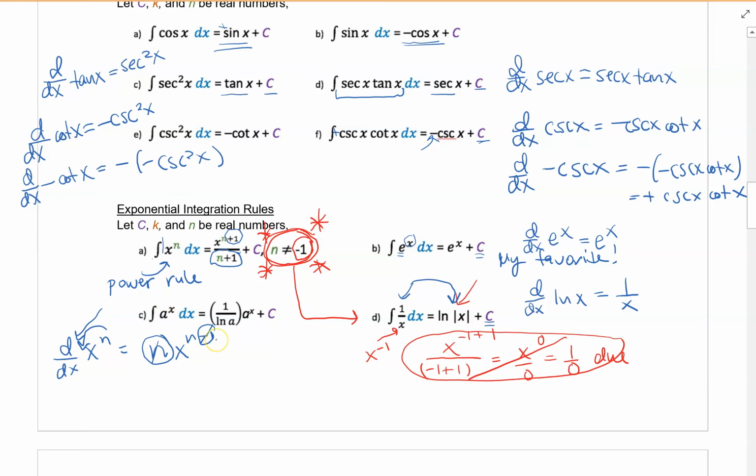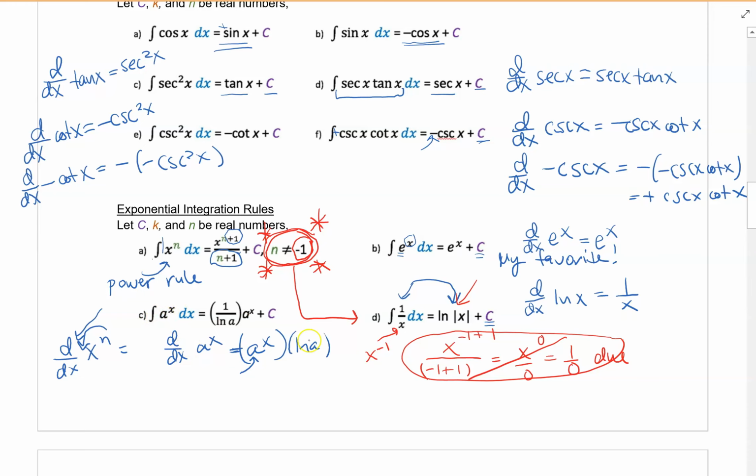You have to remember here that the derivative of a to the x, so when I take the derivative of it, you see that it appears in its own derivative. It was a to the x times ln of a. ln of whatever the base is. So that's the derivative.